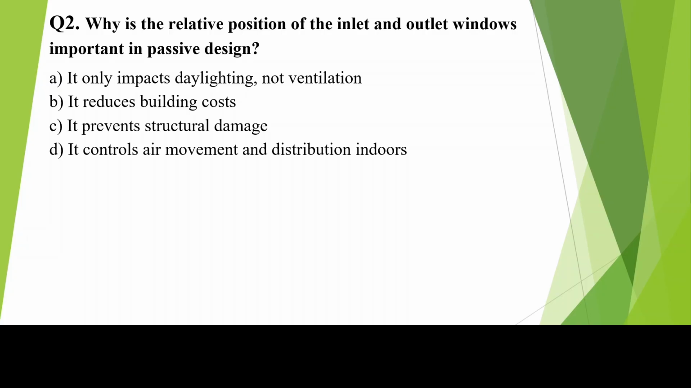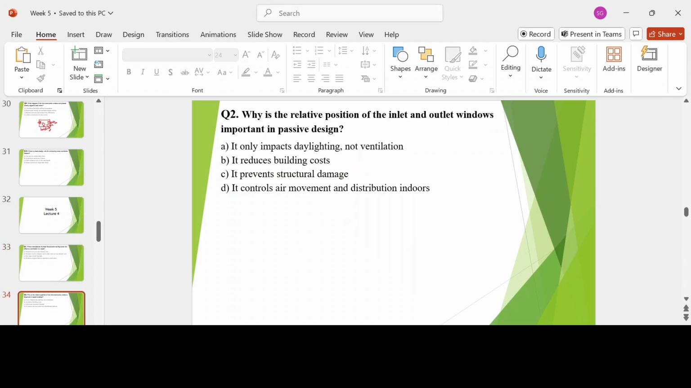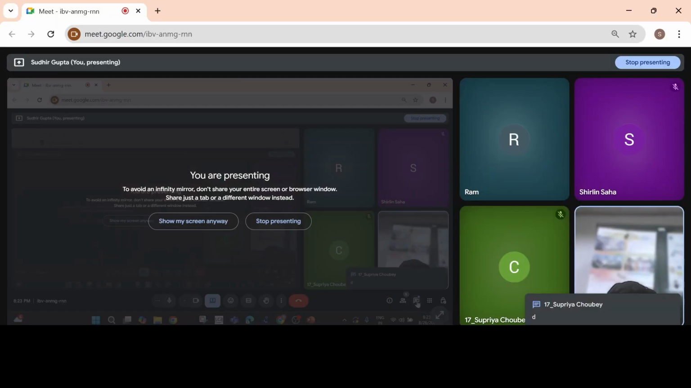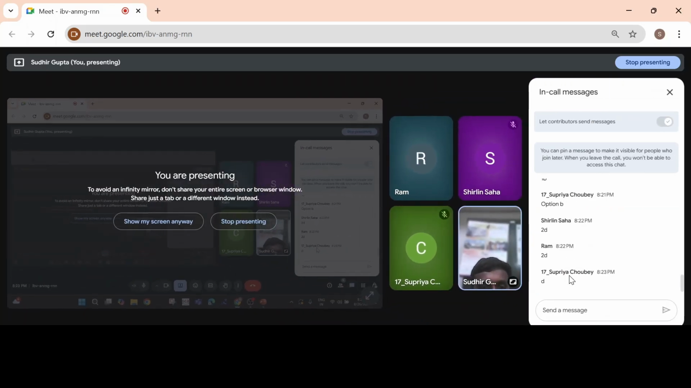So as I can see, several people have given the answers. 2D has been marked by Celine, who is the first to answer, then Ram. Supriya has given the answer, but for which question has she given it? So I request all of you to first mention the question number, then mark the option, so that it will be clear to all the audience which question you are answering.